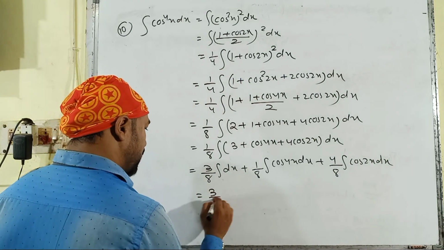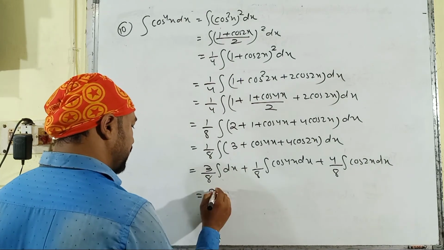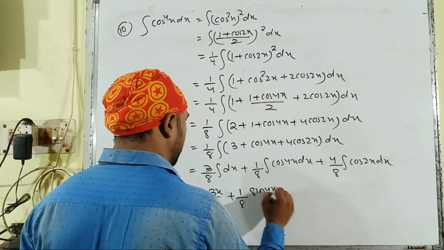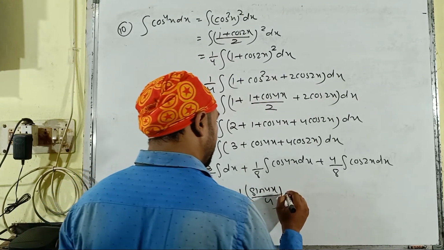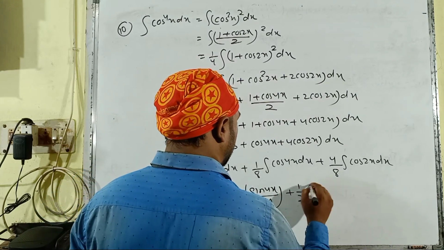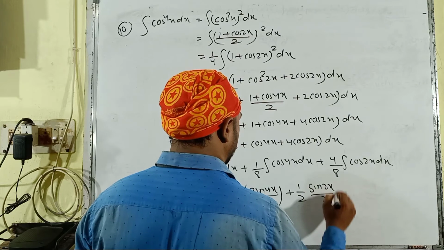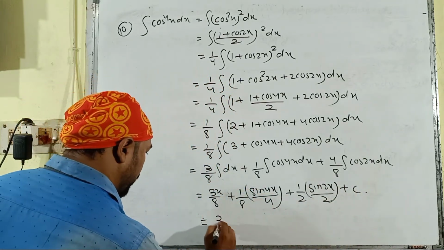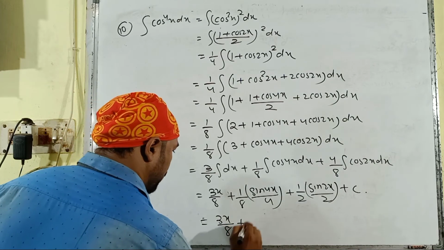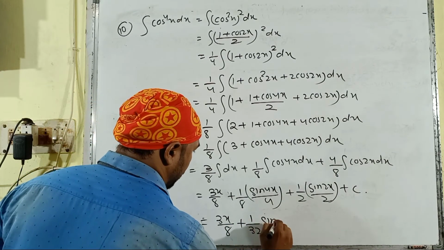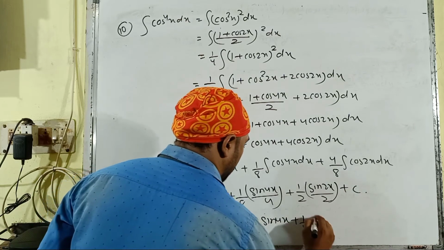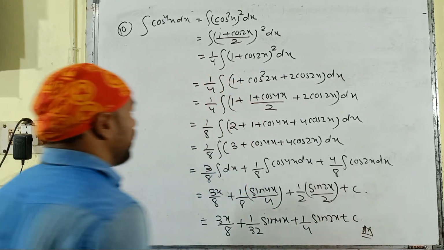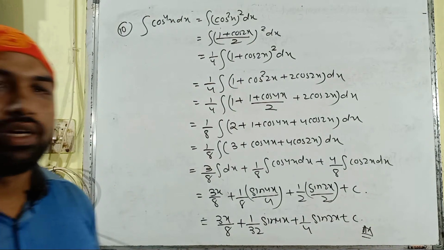It is 3x upon 8 plus 1 upon 8 sin 4x divided by 4 plus 1 by 2 sin 2x divided by 2 plus any constant c. That means the answer will be 3x upon 8 plus 1 upon 32 sin 4x plus 1 upon 4 sin 2x plus any constant c, and this will be the answer for the given problem number 10.